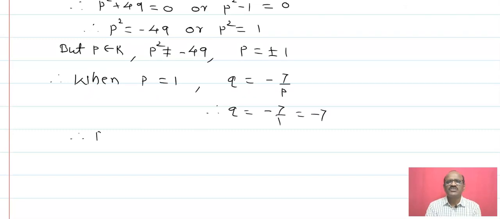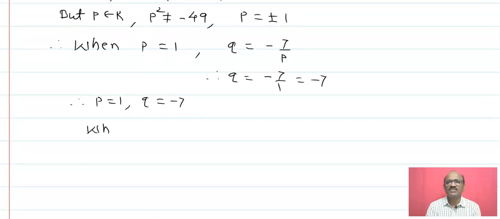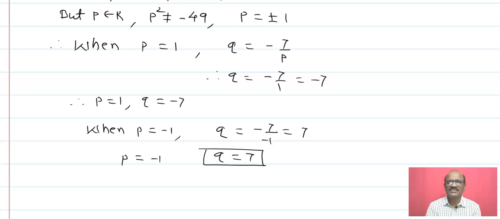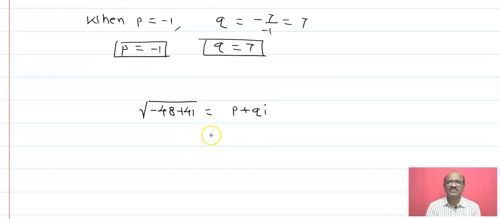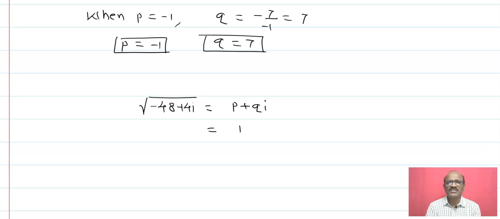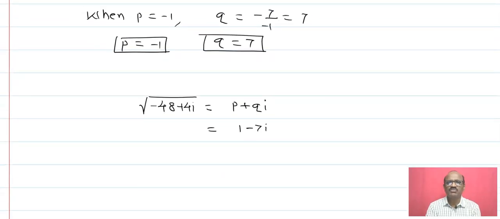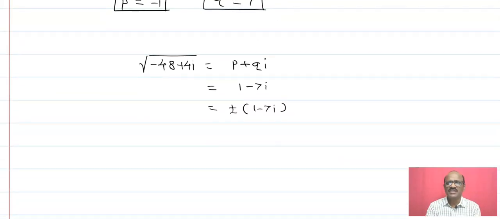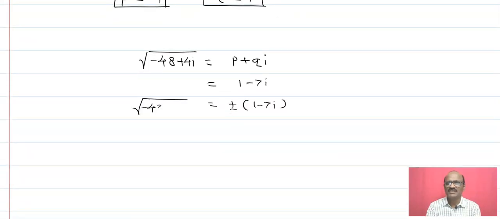Now, when p is equal to 1, q is equal to minus 7 upon p, so the value of q is minus 7. When p is equal to minus 1, q is equal to 7, and these are the values of p and q. Now next, see that the square root of minus 48 minus 14i is equal to p plus qi, that is plus or minus (1 minus 7i).